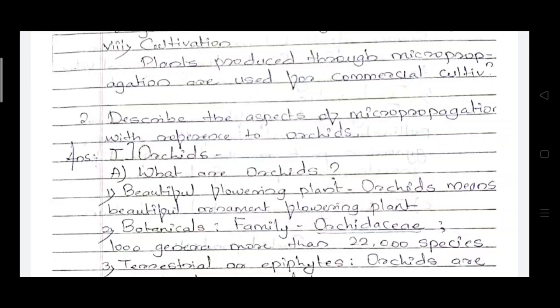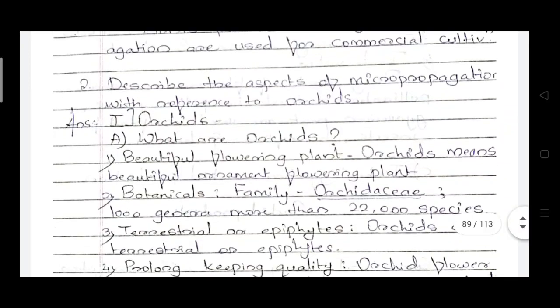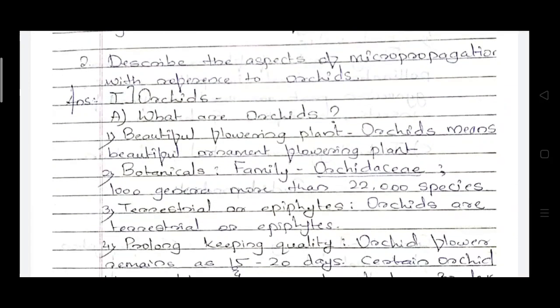First of all you have to know about orchids. So what are orchids? Orchids are beautiful flowering plants which are used as ornamental plants. These orchid plants flower very beautifully and are used for ornamental purposes. Its family is Orchidaceae. It contains about 1000 genera and more than 22,000 species.